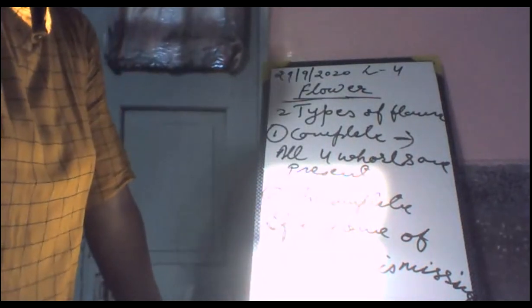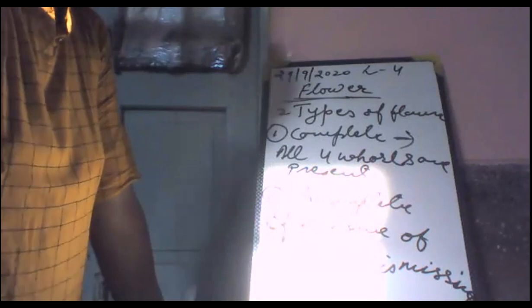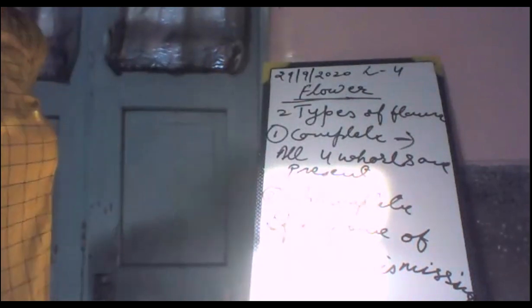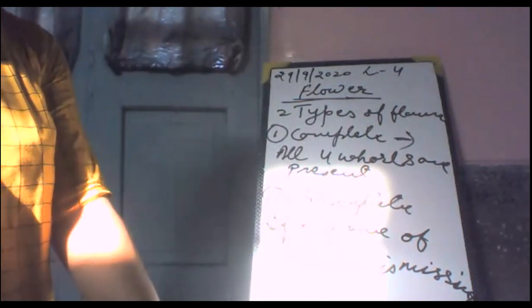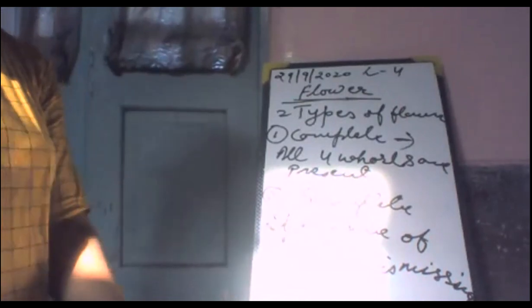The accessory parts simply help: they protect the reproductive parts of the flower and make the flower attractive for pollination, like the sepals and petals, calyx and corolla. They are non-essential parts. Calyx and corolla are non-essential parts. Androecium and gynoecium are the essential parts of the flower.